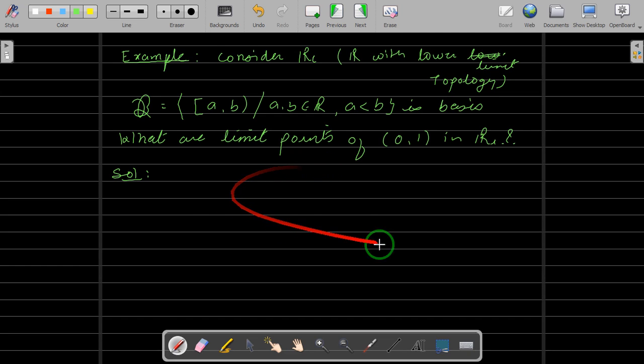Okay, so let us draw a diagram first here. Let us try to understand and then we will write. We have this real line R, and then we have 0 here, say 1 here, and we have the open interval (0, 1).